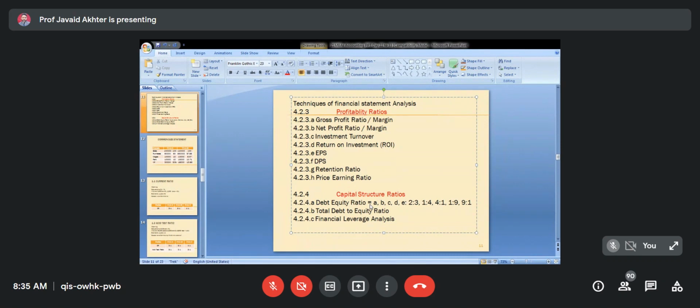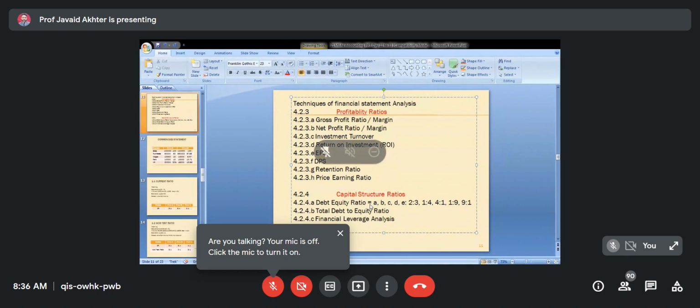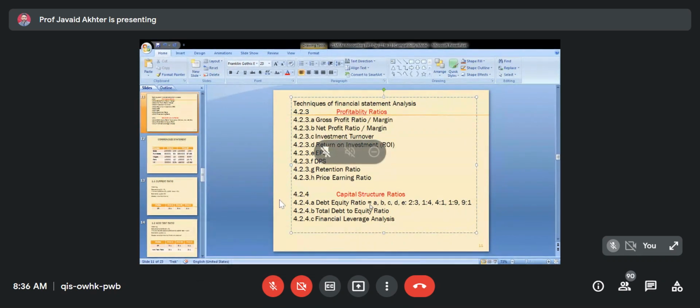Normally 2:3 is considered a comfortable ratio, but again there is no hard and fast rule. There are companies which have zero debt. There are companies which have higher debt. There are companies which claim proudly that their success is not on loan. Even some companies have advertised as their USP that we are a company where our success is not on loan.